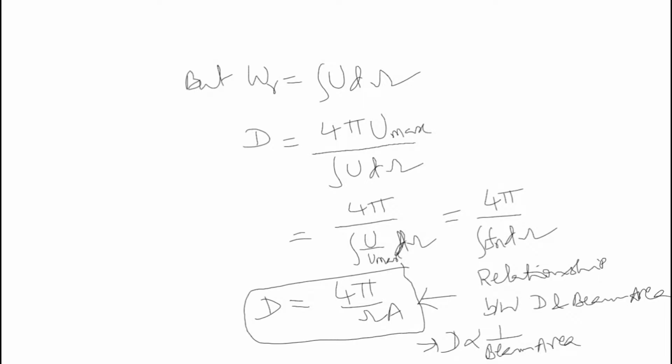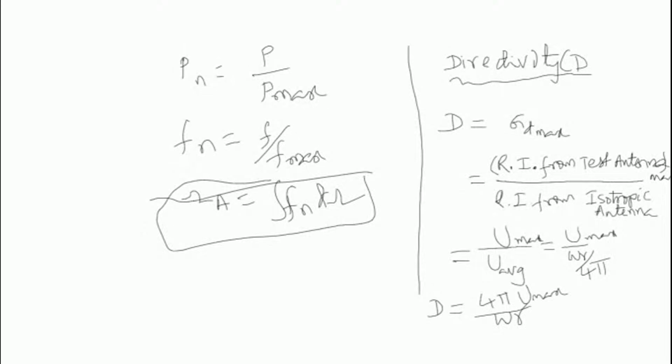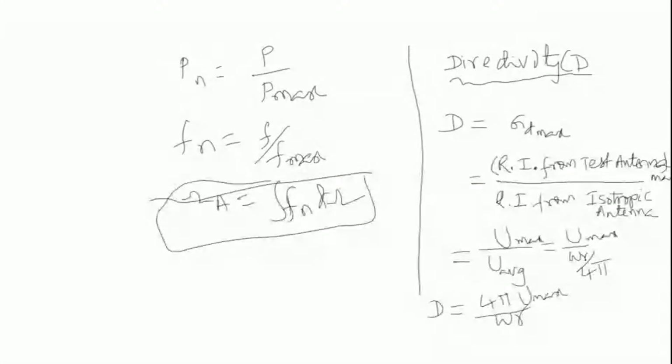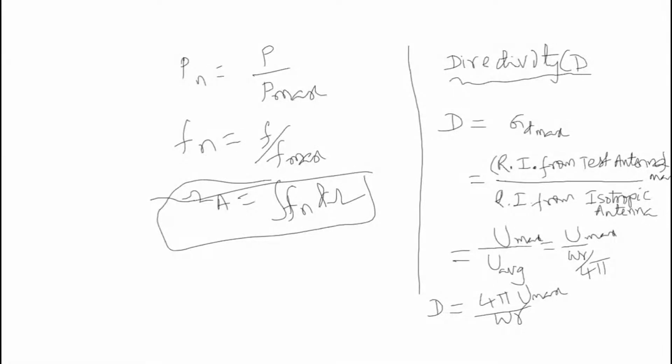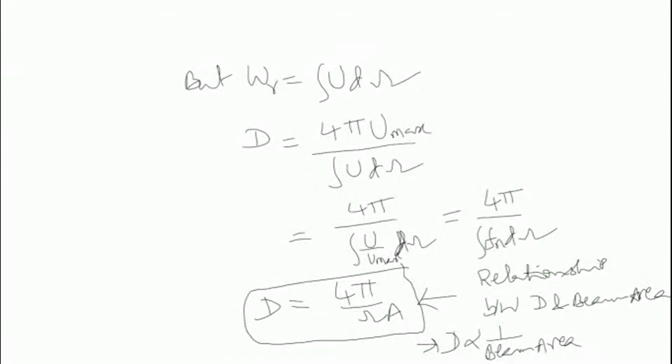What is directivity? Directivity is nothing but the maximum directive gain. Already you have the definition of gain, the ratio of the radiation intensity from the test antenna to the radiation intensity from the isotropic antenna. It can be written as U max by U average, because the numerator should be maximum in order to get this GD as maximum. In the denominator, for the isotropic antenna, radiation intensity is taken as U average, which is WR by 4 pi, or 4 pi into U max divided by WR. In the next step, we substituted WR in terms of U, integral U d omega.